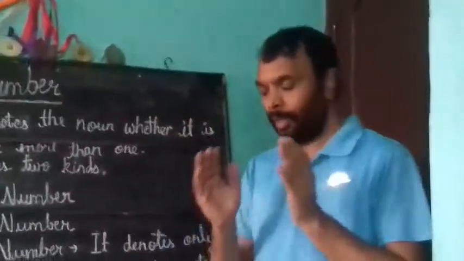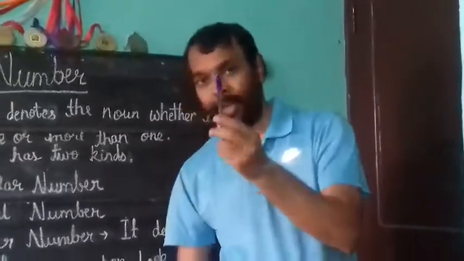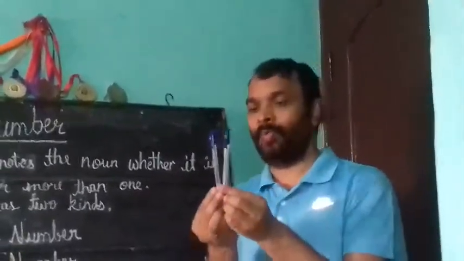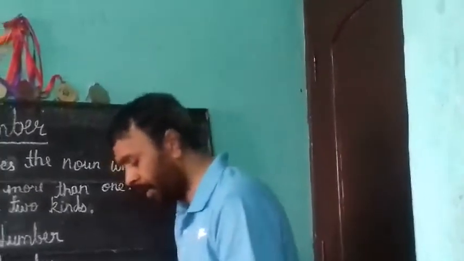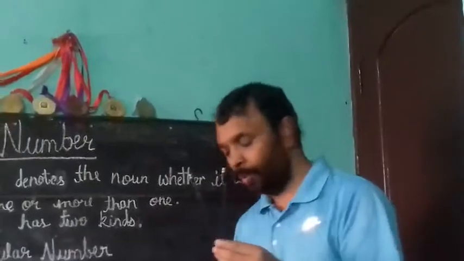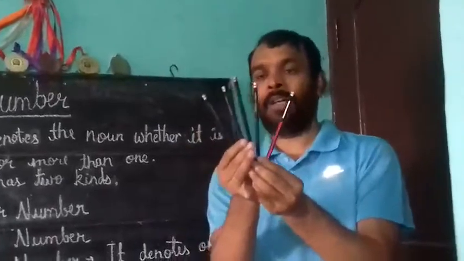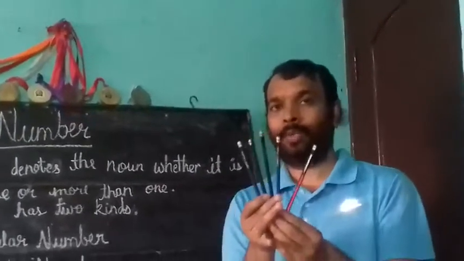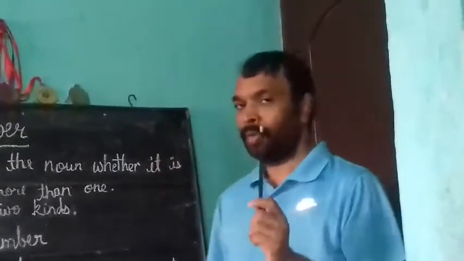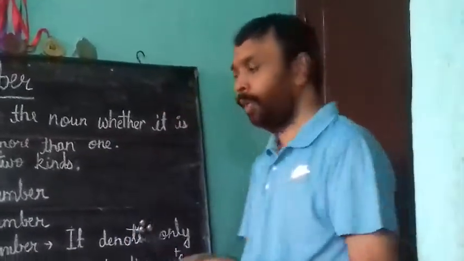It means we cannot use pens for one. When there is one, we will use pen, and when there are two, we use pens. For two, we cannot use pen. In the same way, when there is one, we call it pencil, but when there are two or more than two, these are called pencils. We cannot say these all pencil. When there is more than one, these are called pencils, and one will not be called pencils. So, for one, we use singular number, and for more than one, we use plural number.